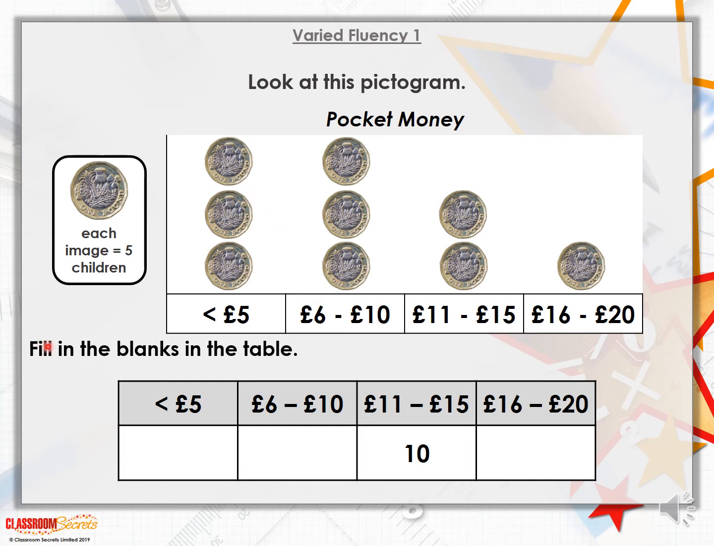So have a go at this bit at the bottom here. It says fill in the blanks in each table. So how many children get less than £5? How many children get £6 to £10? One's already been filled in for you here. Okay, so then you just need to focus on how many children also get £16 to £20. So pause the video, have a go, and when you think you've got the answer, unpause it and we'll go through it together.